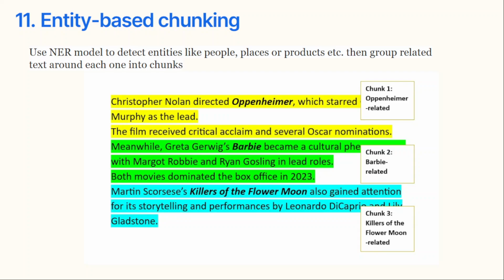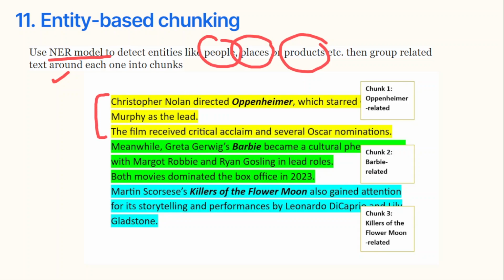So what is entity-based chunking? We use an NER model to detect entities like people, places, and products, and group the related text around them into one chunk. For example, let's say this is a paragraph: Christopher Nolan directed Oppenheimer, which starred Murphy as the lead, and the film received critical acclaim and several Oscar nominations. So you can see chunk 1 is related to Oppenheimer, chunk 2 is related to Barbie, and chunk 3 is related to Killers of the Flower Moon. Based on the NER entities, we can divide the data into chunks.